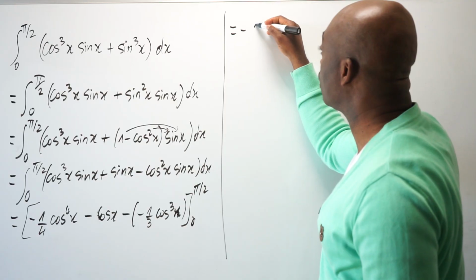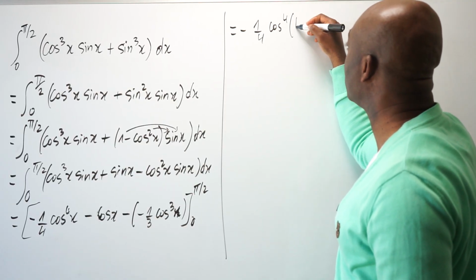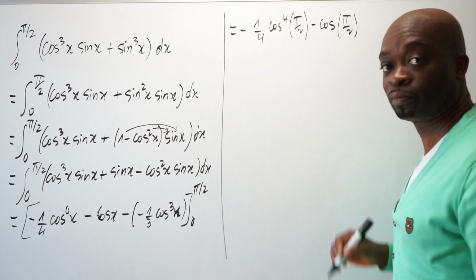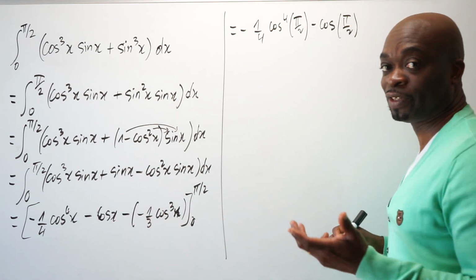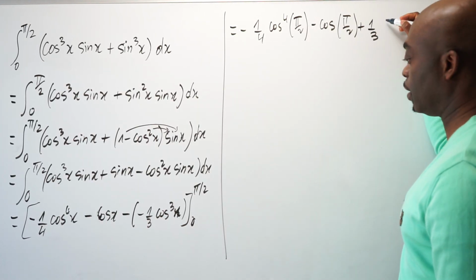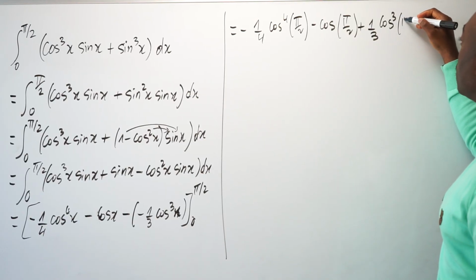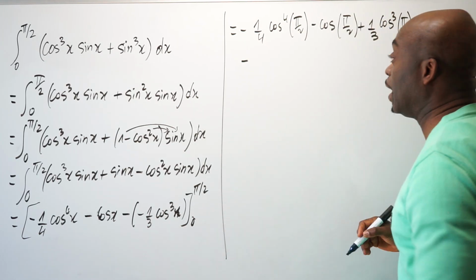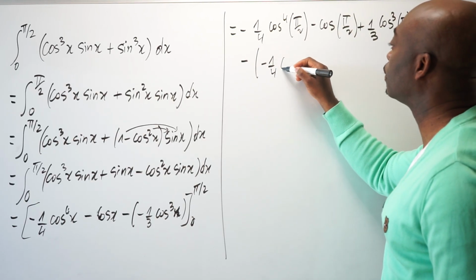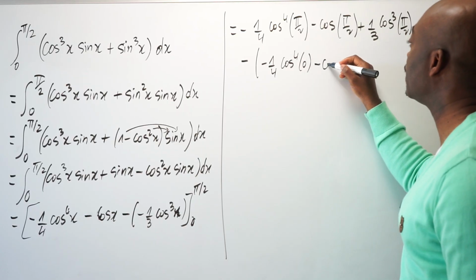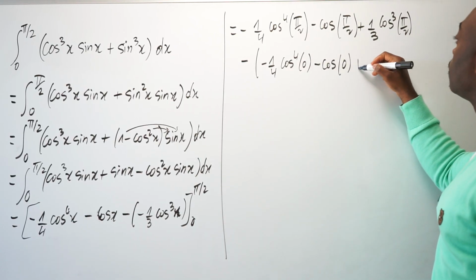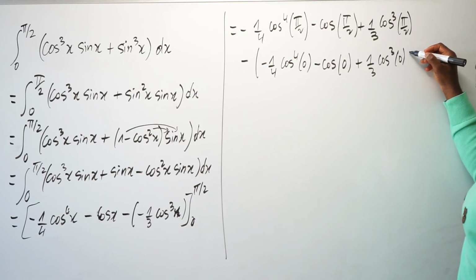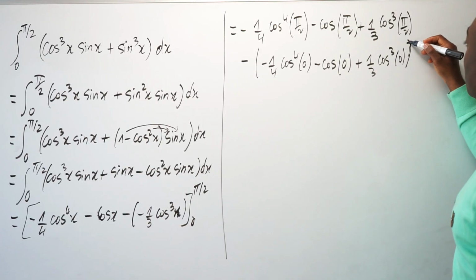So this is negative a quarter of cosine power 4 of π/2, minus cosine π/2, and then negative, negative is a plus, so plus 1/3 cosine power 3 of π/2. That's the first part. Minus, now we apply the 0. So it's going to be negative a quarter cosine power 4 of 0 minus cosine of 0 plus 1/3 cosine power 3 of 0. What a beautiful problem so far.